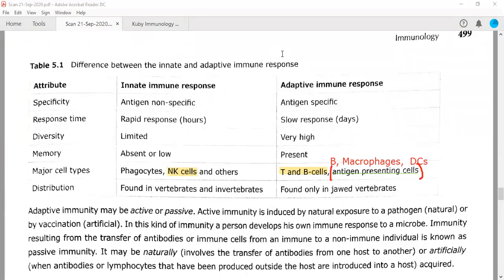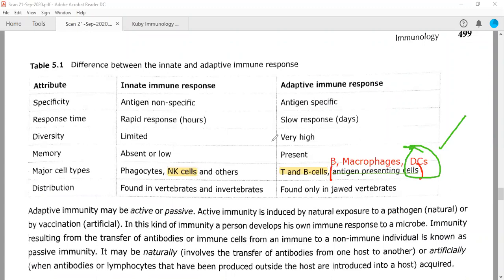If someone asks you this question, which of the following is the best antigen presenting cell, you always need to put a mark over dendritic cells. I will tell you the properties of why these are called the best antigen presenting cells. But for now, you need to remember that the best antigen presenting cells are dendritic cells.